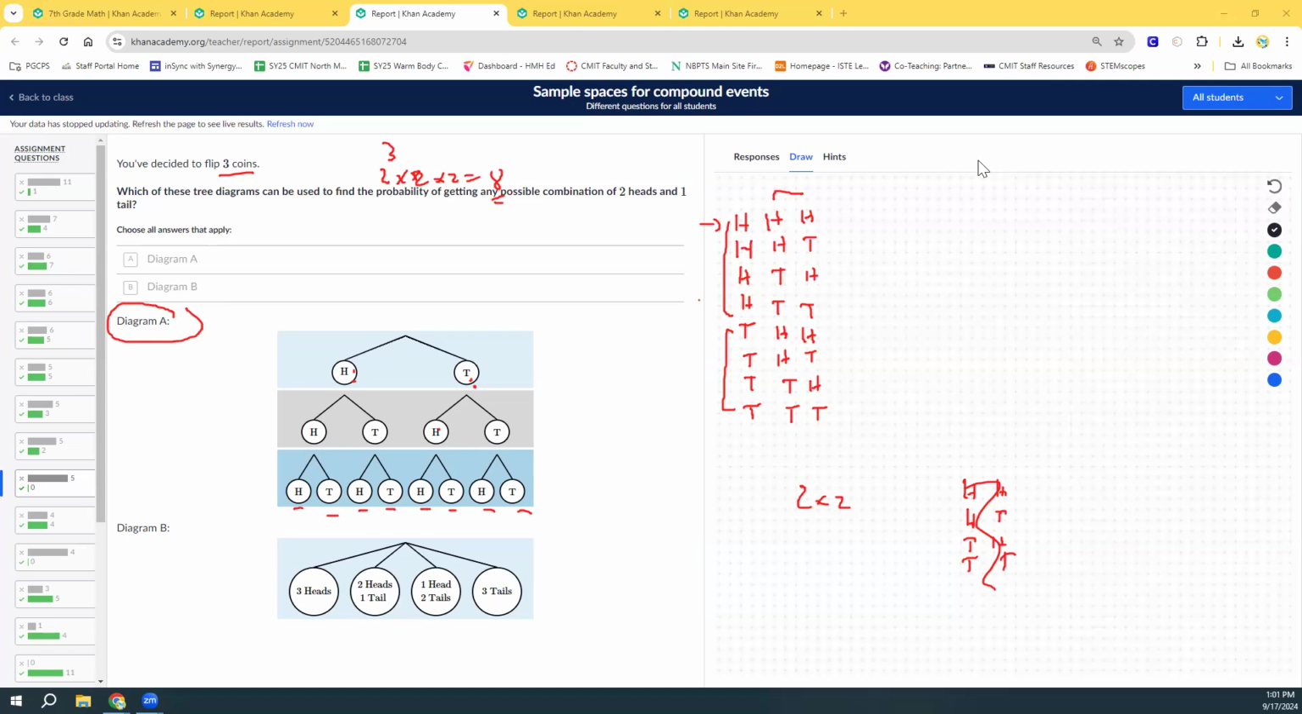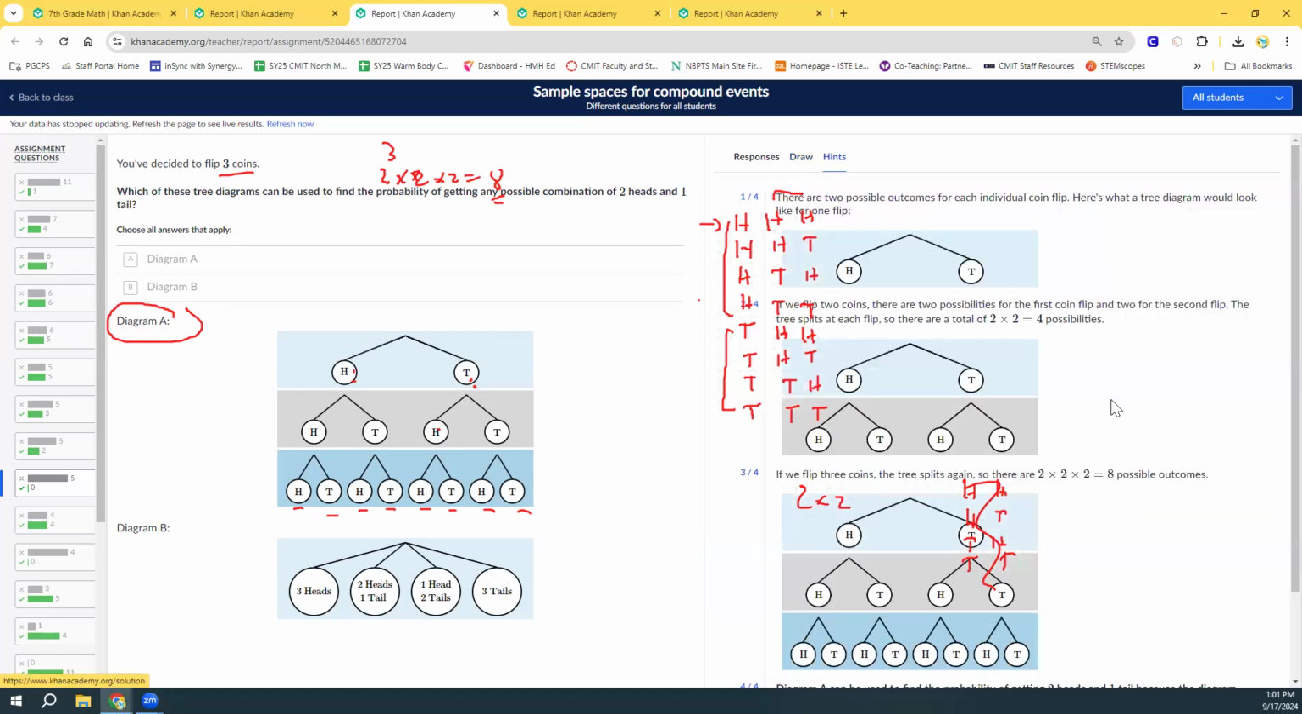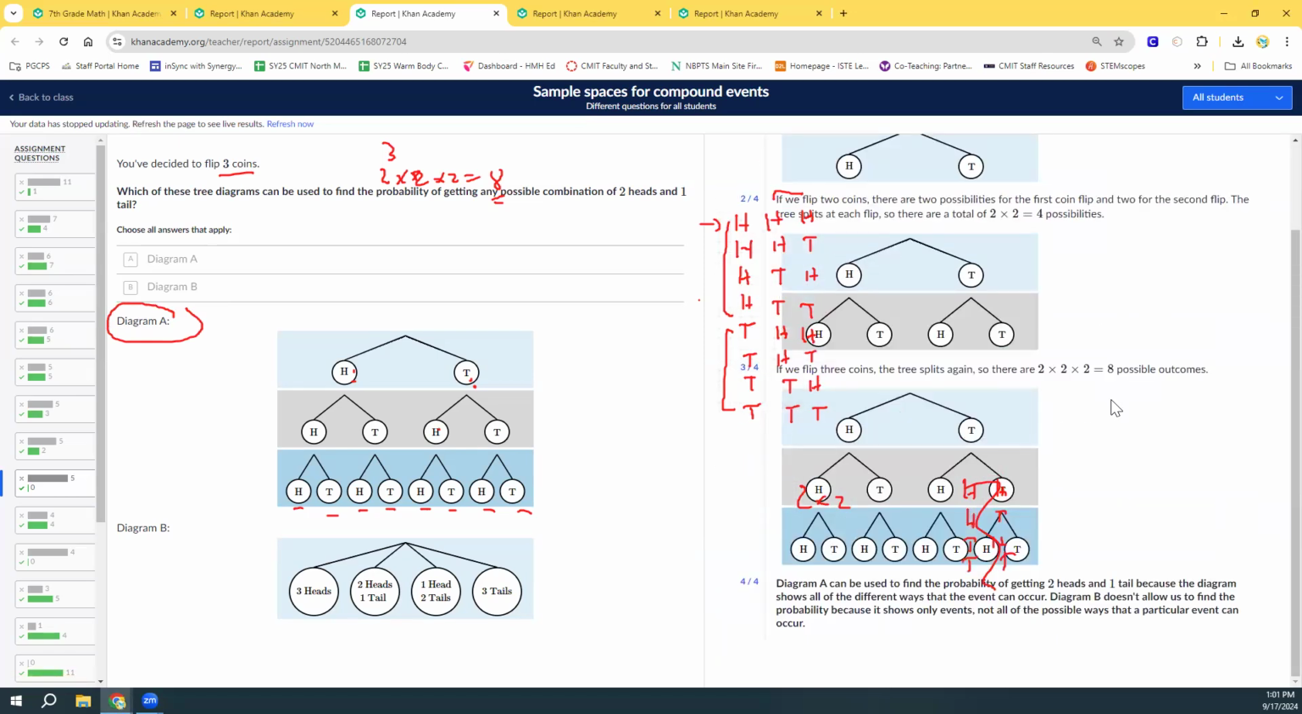Let's see if I'm right. Diagram A. There we go. Any questions? Write it down as a traffic light. Let's move on.